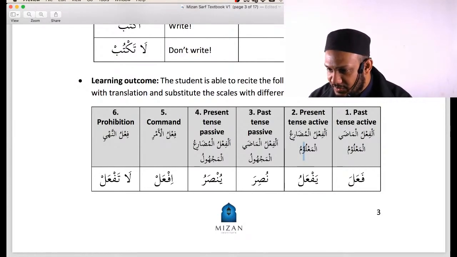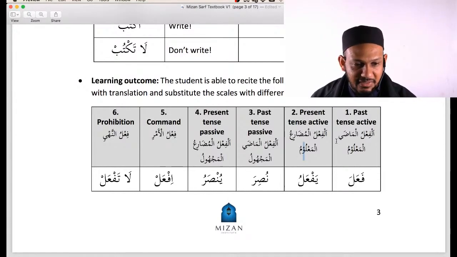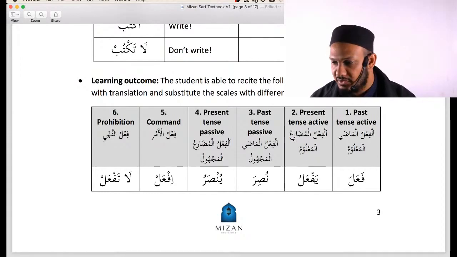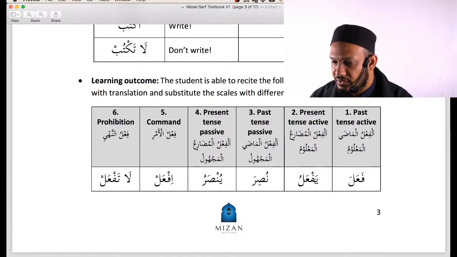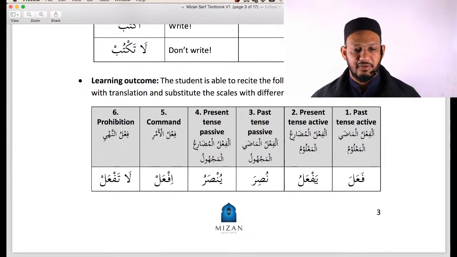The next one is going to be the yaf'alu scale, which is the present tense, al-fi'l al-mudari' al-ma'lum, active where the doer is known. Yaf'alu, bismillah, yaf'alu, yaf'alu, yaf'aluna, taf'alu, yaf'alna, taf'alu, taf'aluna, taf'alina, taf'alna, af'alu, naf'alu.